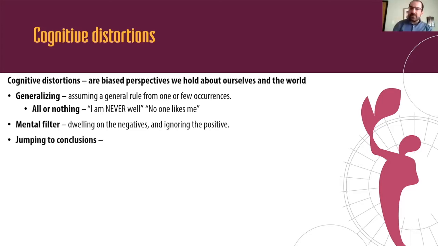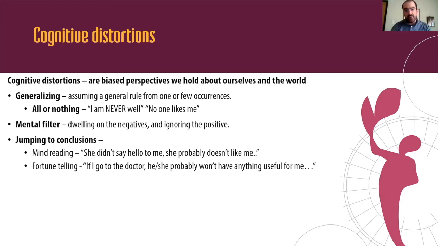Another cognitive distortion I want to explain is jumping to conclusions. We have two kinds of jumping to conclusions. One of them is mind reading. For example, "She didn't say hello to me, she probably doesn't like me." You know, we have these instances where we jump to some form of conclusion based on something that happened, and we assume to already know what the other person is thinking.